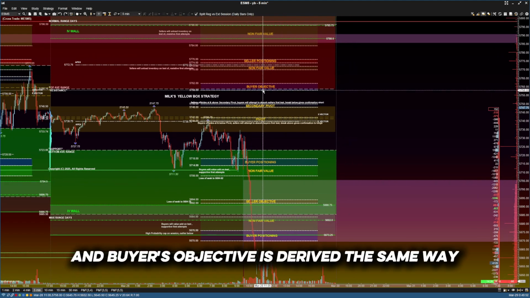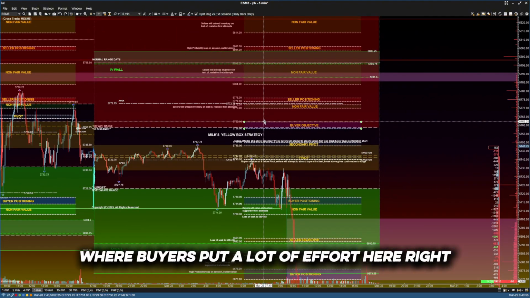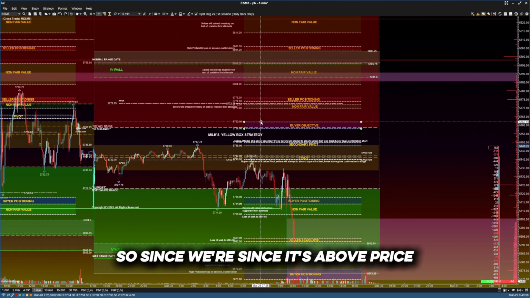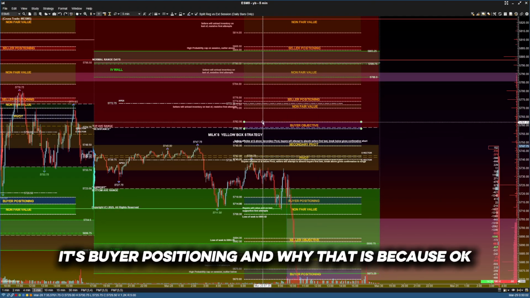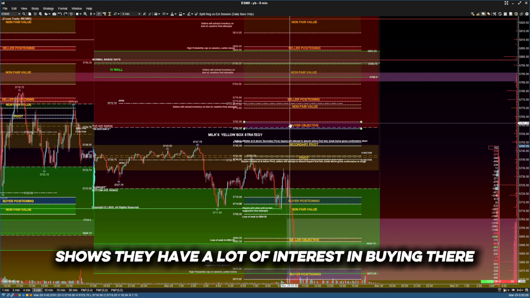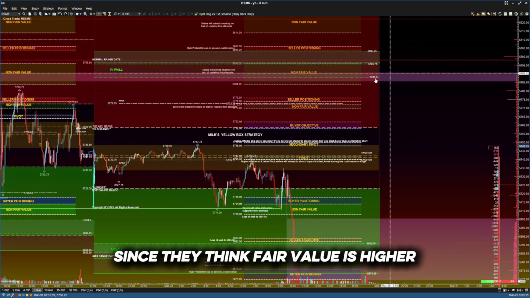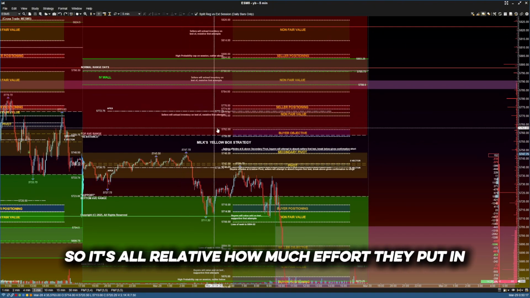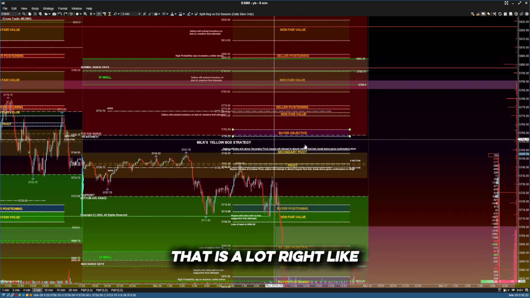And buyer's objective is derived the same way, where buyers put a lot of effort here, right? So since it's above price, it's buyer objective. If it's below price, it's buyer positioning. And why that is, because buyers put a lot of effort in this price historically, therefore it shows they have a lot of interest in buying there. Therefore, they want to recapture and reclaim above it since they think fair value is higher and they put a lot of effort, right? So it's all relative how much effort they put in that is a lot, right?